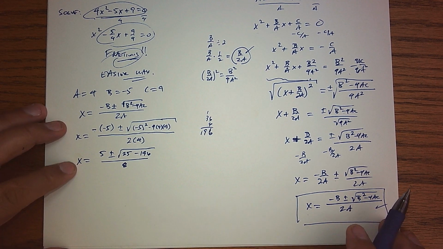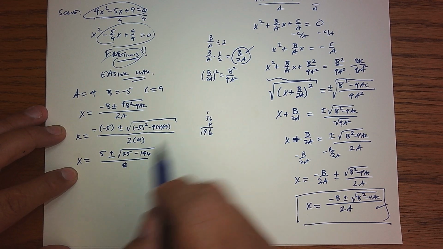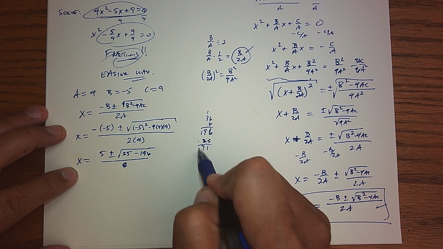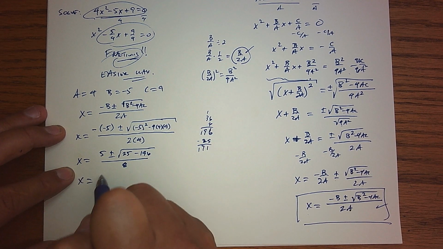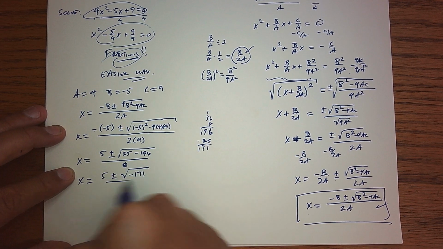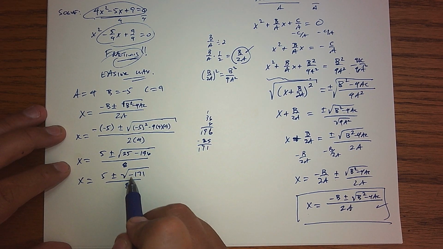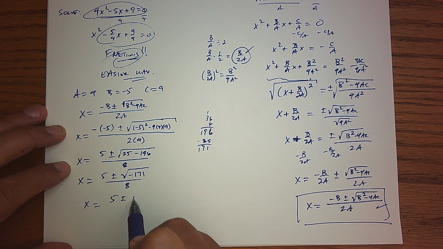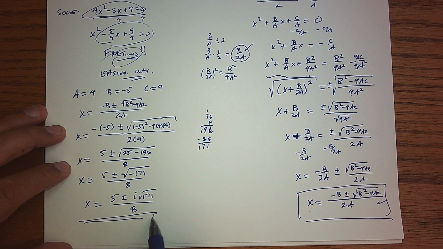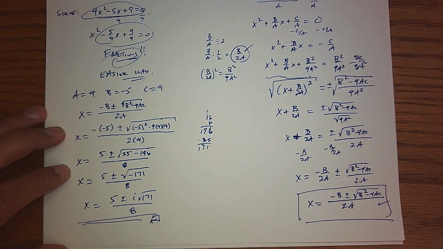Alright, and we can already begin to see why we were having a tough time factoring this, because when we subtract that, we get negative 171. So we get x equals 5 plus or minus the square root of negative 171 all over 8. And that is crazy. We have a square root of a negative, so that incorporates an i. I believe 171 is not prime, but there would be our solution to that equation by using the quadratic formula.